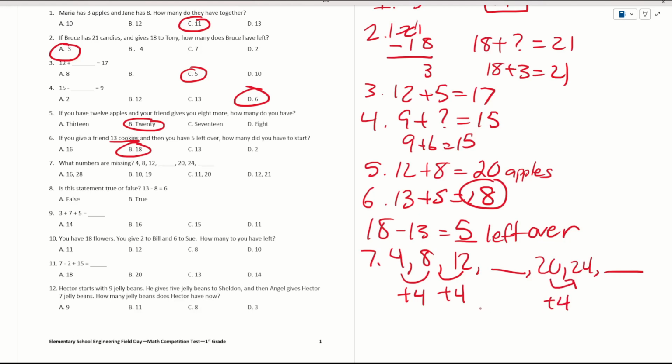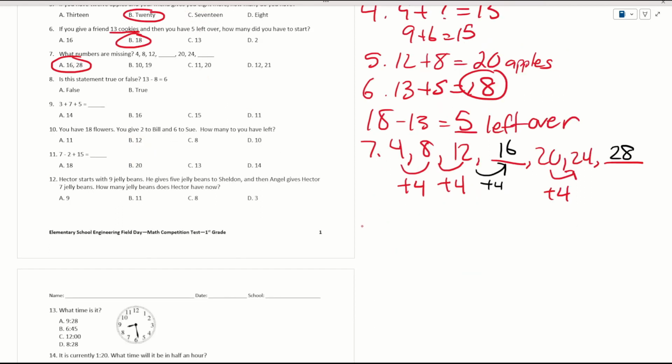So the pattern for this is going to be adding 4 after the previous number. That means that this missing number is going to be 16. That's plus 4. And 24 plus 4 is going to be 28. So the numbers we're missing are 16 and 28.